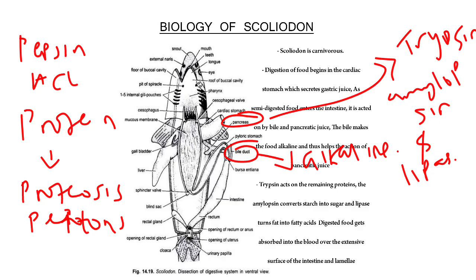What is the function of trypsin? The trypsin acts on the remaining proteins that are present. Remember that protein is converted to proteoses and peptones, but there are some remaining proteins. So the remaining proteins are acted on by what? By the trypsin. And the amylopsin converts starch into sugar. And lipase, which is the third thing, converts fat into fatty acid.